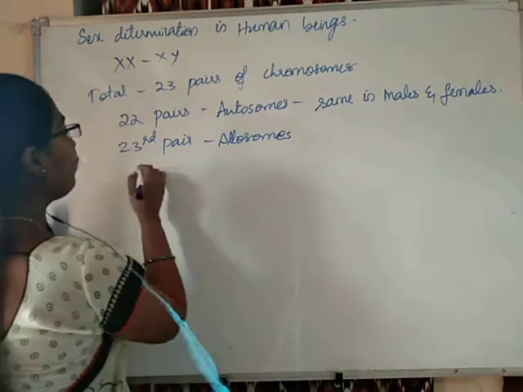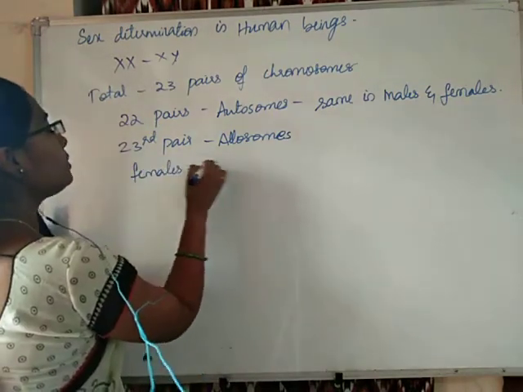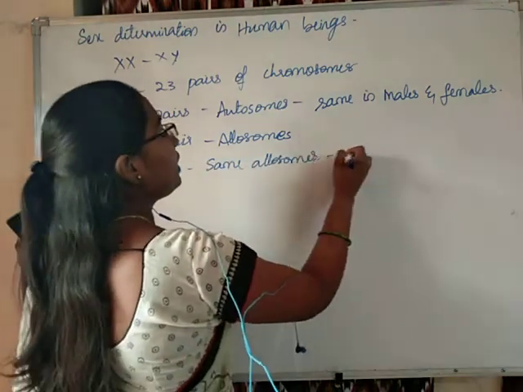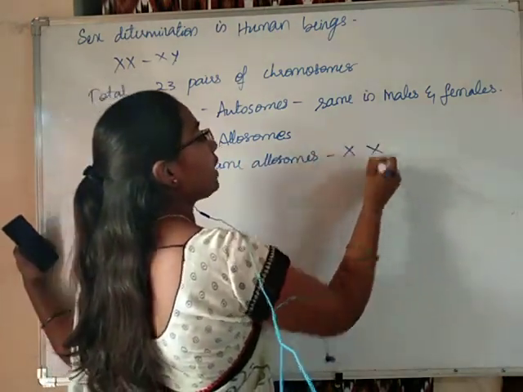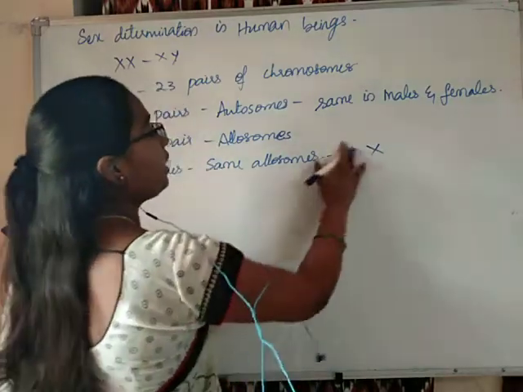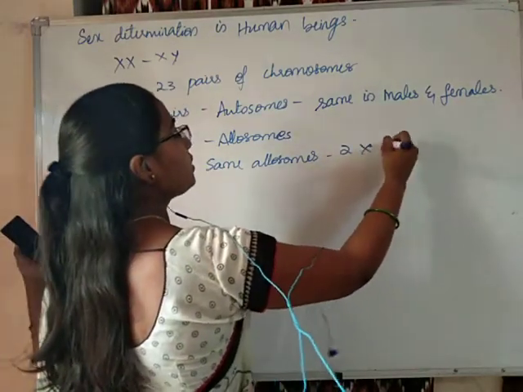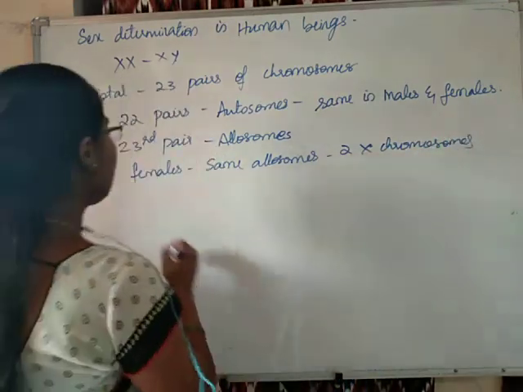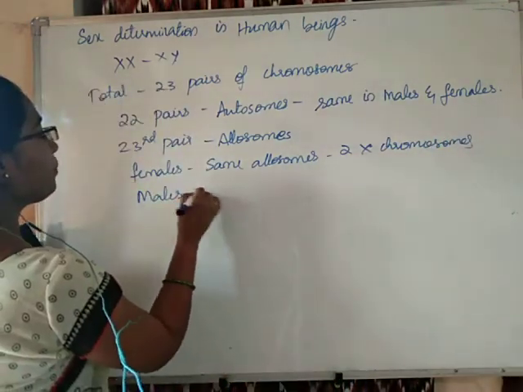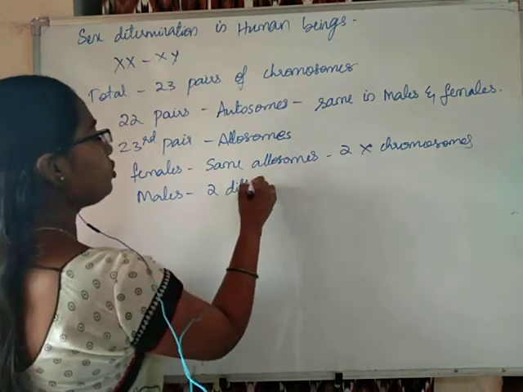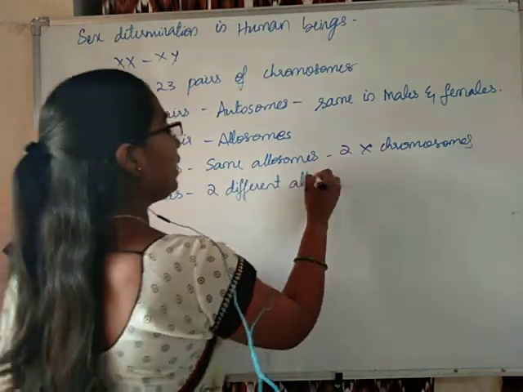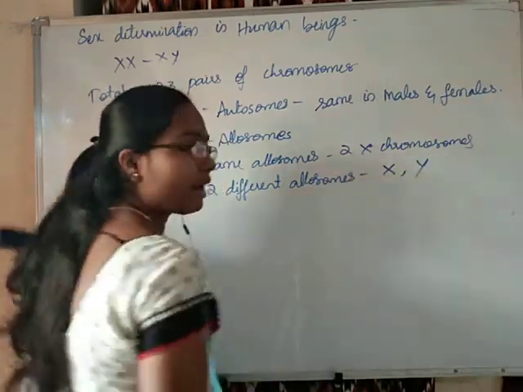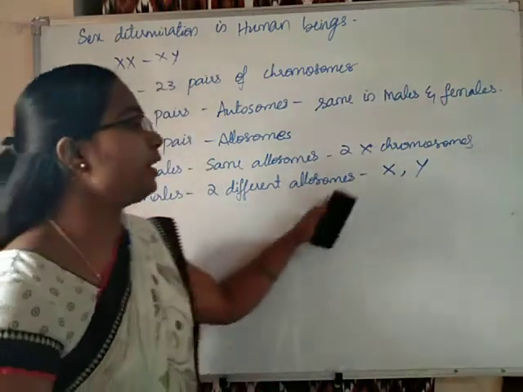In case of females, the same allosomes are present, that is, they contain X and X, 2X chromosomes. Whereas in case of males, two different allosomes are present, that is, one X and one Y.